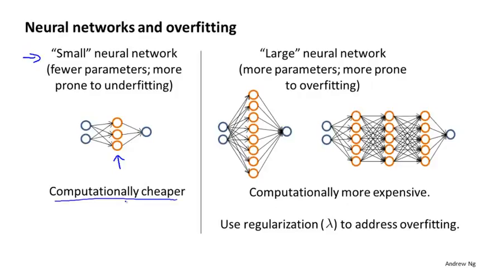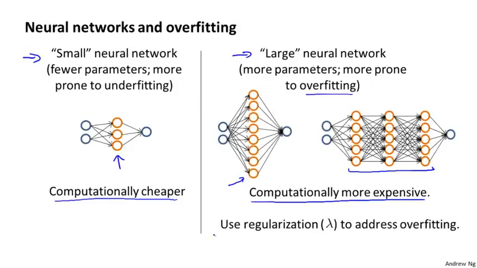An alternative would be to fit a relatively large neural network with either more hidden units, so a lot of hidden units in one layer, or with more hidden layers. These neural networks tend to have more parameters and therefore be more prone to overfitting. One disadvantage, often not a major one, but something to think about, is that if you have a large number of neurons in a neural network, then it can be more computationally expensive. Although within reason, this is often, hopefully, not a huge problem. The main potential problem of these much larger neural networks is that they could be more prone to overfitting.